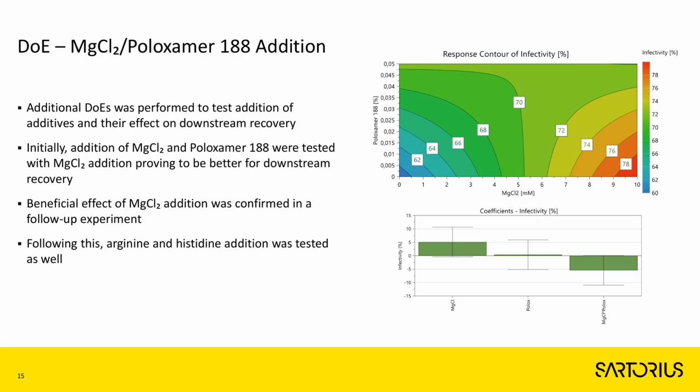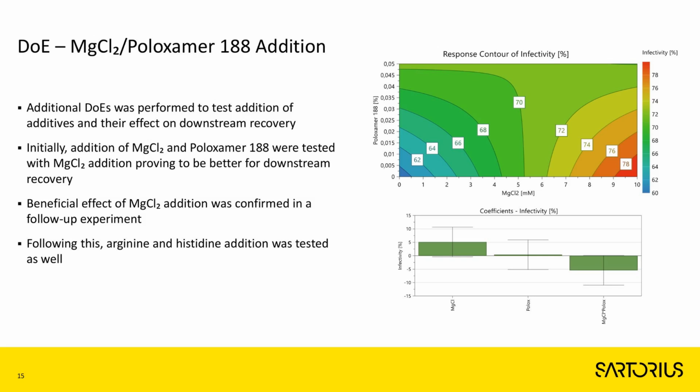And these results are also reflected in the contour plots, which you can see at the top, where the best results, the best recovery in the red, was again achieved at the highest level of magnesium chloride addition and the lowest addition of poloxamer. The effect of magnesium chloride addition, however, seemed to still be in the range of error. And as such, we decided to also perform a follow-up experiment where we confirmed that the addition of magnesium chloride had a beneficial effect on the downstream process recovery.